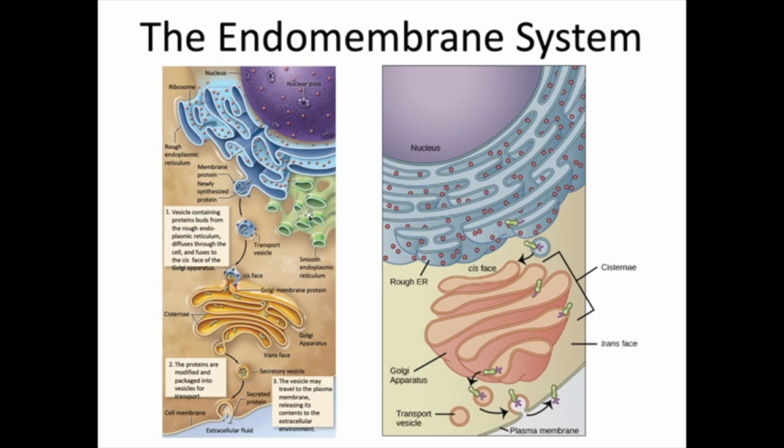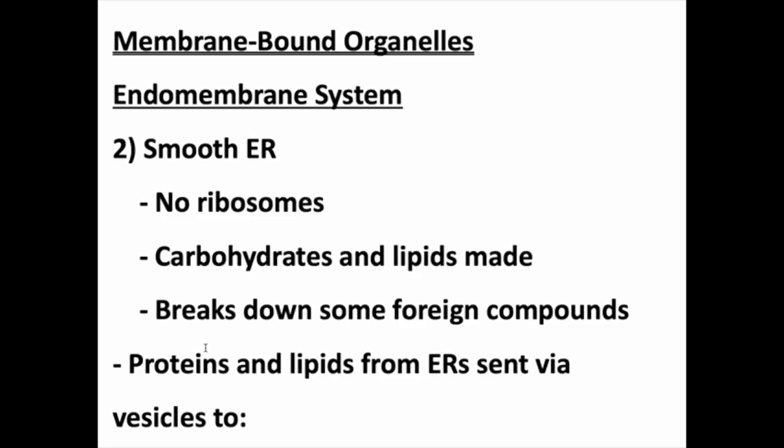Now, I'm bringing up the smooth ER in the context of this system, one of these three components. But I should point out the smooth ER has a side hustle in breaking stuff down. So in addition to making carbohydrates and lipids, the smooth ER breaks down some foreign compounds, things that need specialized enzymes, things that are a little too weird or complex or specialized for the peroxisome or the lysosome or the mitochondria to break down. So they also do this, and that is important.